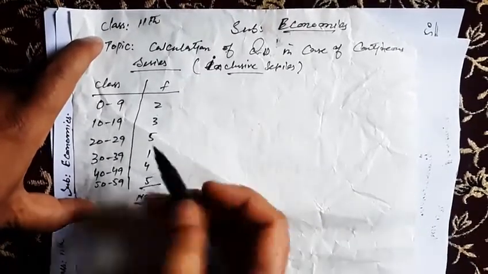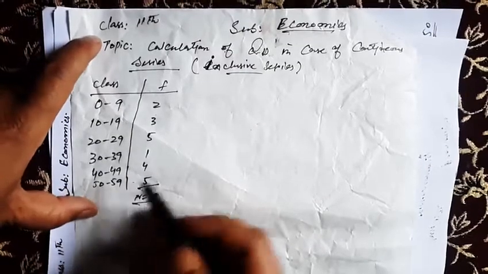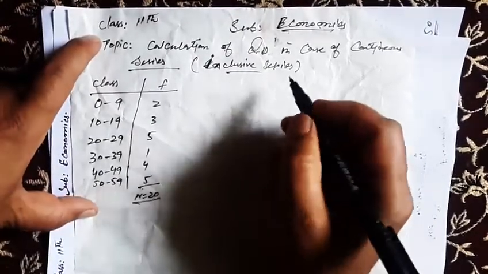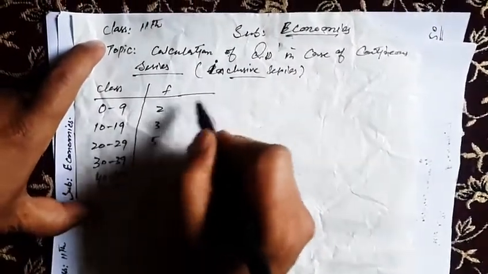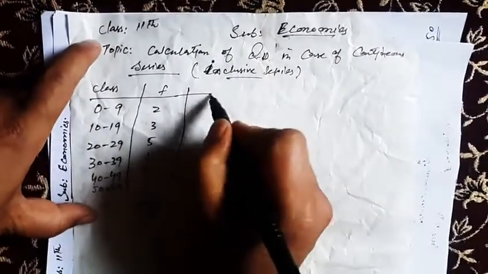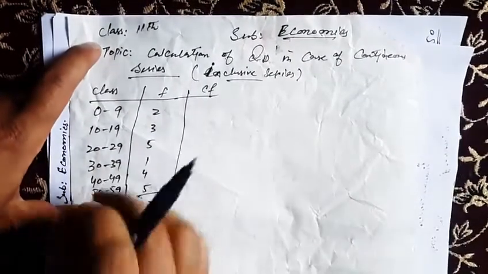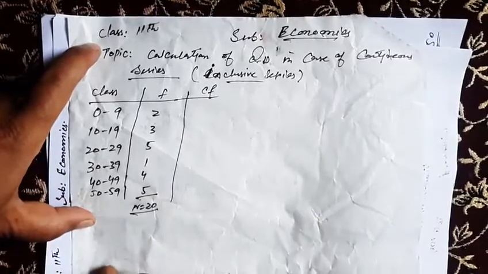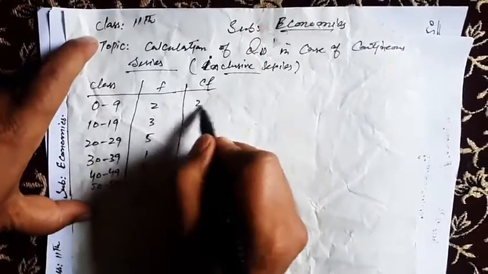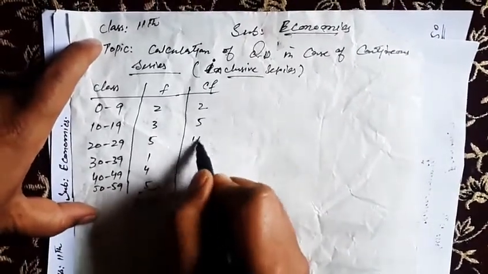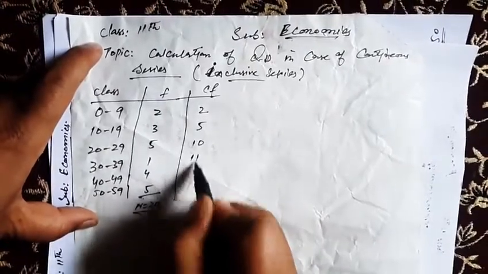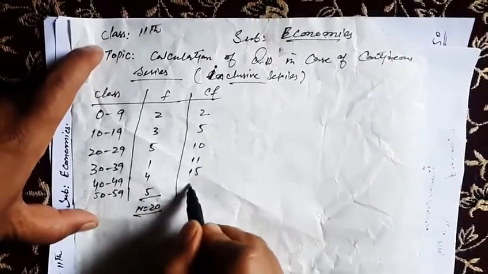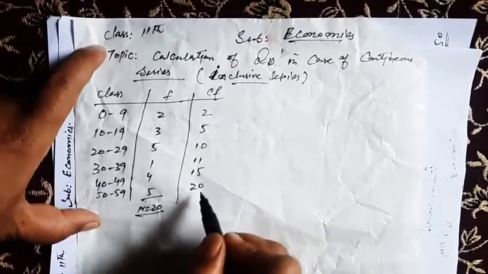Now, in case of this inclusive series, how to calculate this quartile deviation? First of all, we have to find out the cumulative frequency. As you know, even if the data is in ascending order, we calculate cumulative frequency from above. This is 2 and this 5 is 10. 10 plus 1 is 11, 11 plus 4 is 15, 15 plus 5 is 20. So this is cumulative frequency.